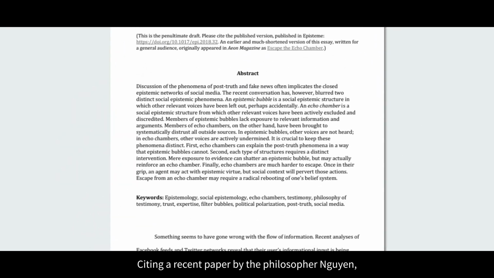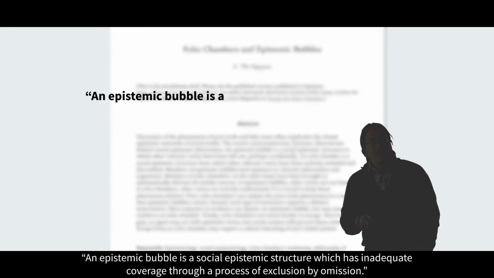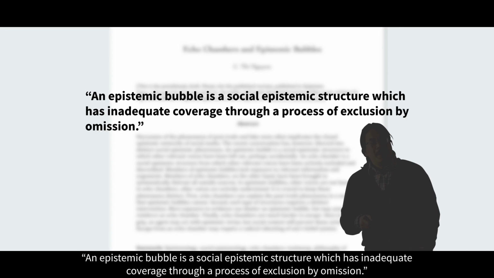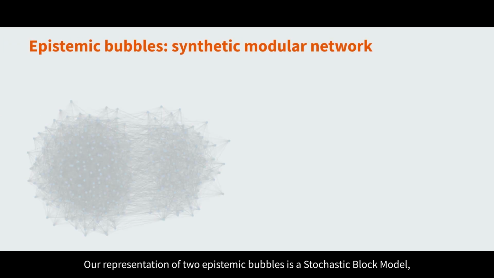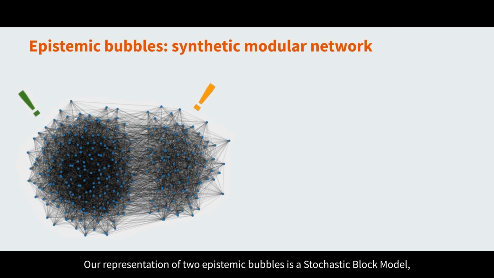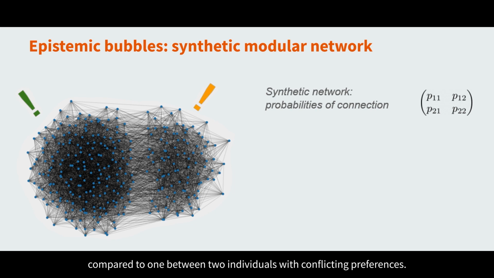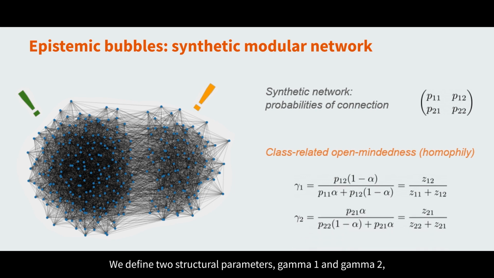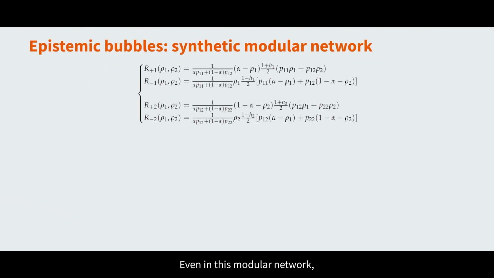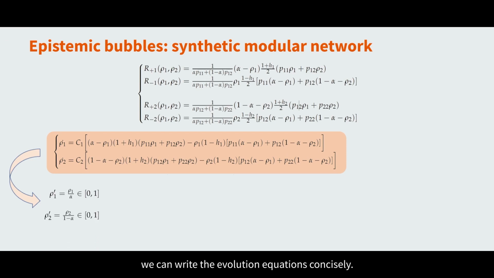Citing a recent paper by the philosopher Nguyen, an epistemic bubble is a social epistemic structure which has inadequate coverage through a process of exclusion by omission. Our representation of two epistemic bubbles is a stochastic block model, where a connection between two individuals with the same preference has a higher probability of being drawn compared to one between two individuals with conflicting preferences. We define two structural parameters, gamma 1 and gamma 2, which represent the inverse of the level of segregation of the communities. Even in this modular network, we can write the evolution equations concisely.